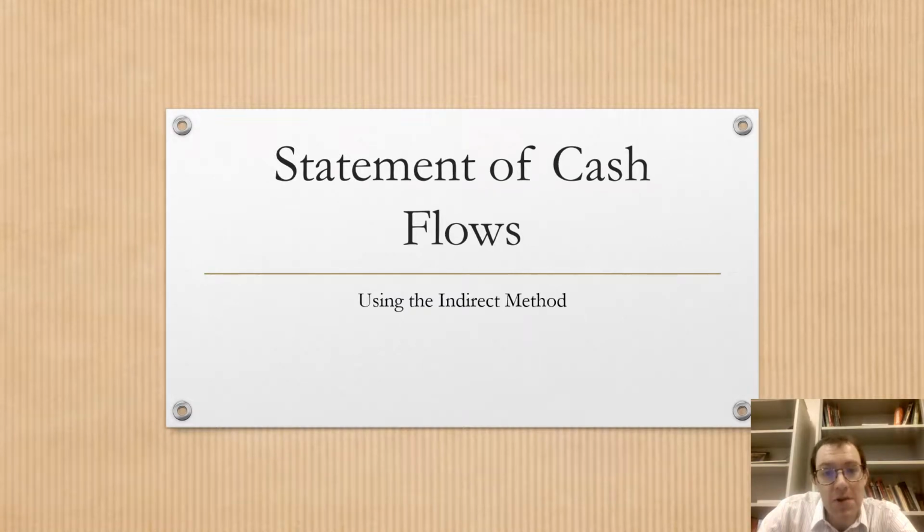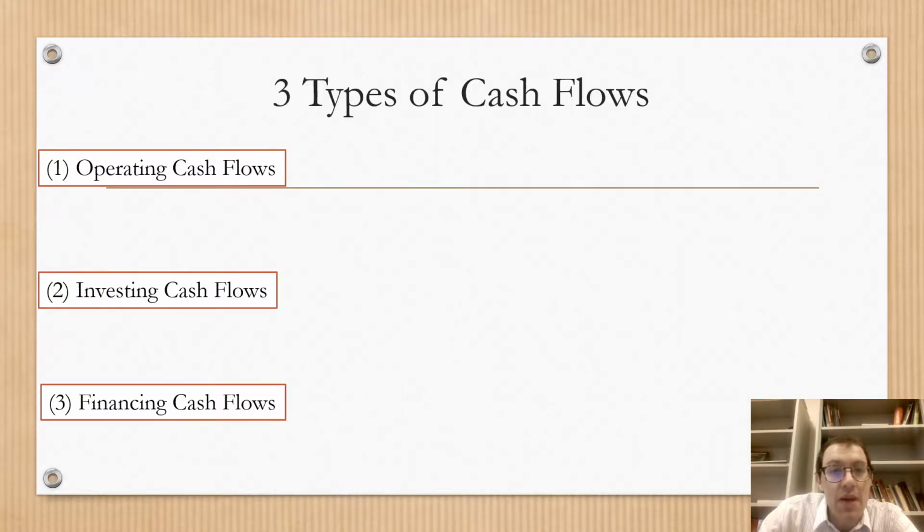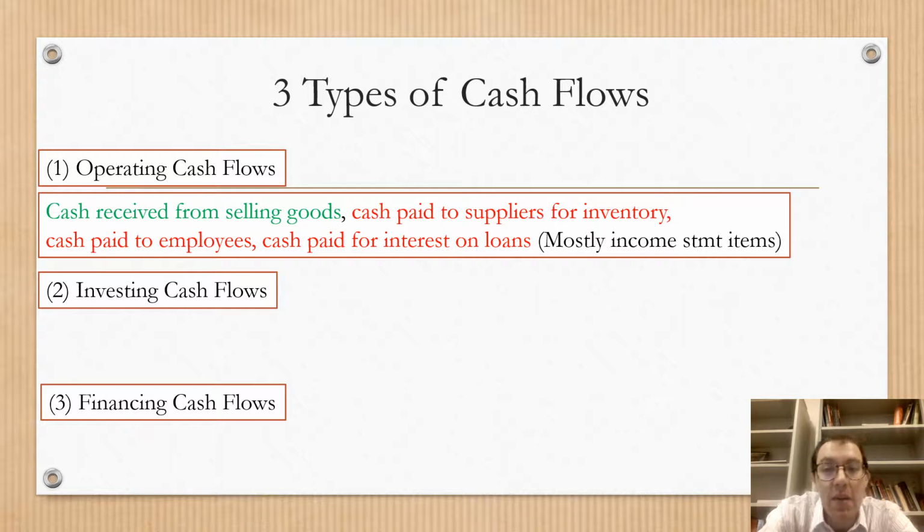Hi, in this video we're going to talk about how to make a statement of cash flows using the indirect method. So we've got three types of cash flows. You can have operating, investing, or financing. Now operating is just your day-to-day operations, cash you receive from selling goods, providing services, and cash you spend to maintain your operations, like interest on a loan, paying your employees, paying for your utilities, paying for advertising, all that.